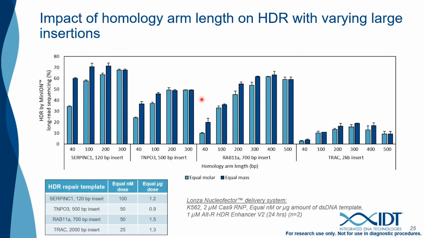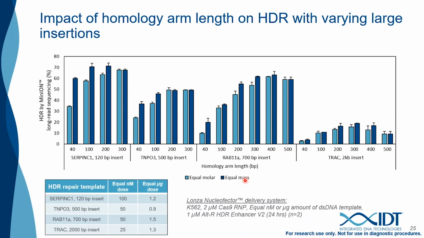Now, if we switch gears, we did want to assess this with larger inserts as well. So this is some data with our HDR donor blocks. And so here we're testing a 120 base pair insert, a 500 base pair insert, a 700 base pair insert, or a 2 kb insert at a variety of genomic loci. And these donors were delivered as either equal molar doses or equal mass doses.